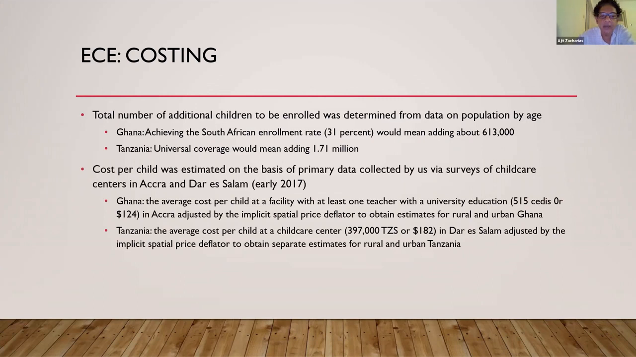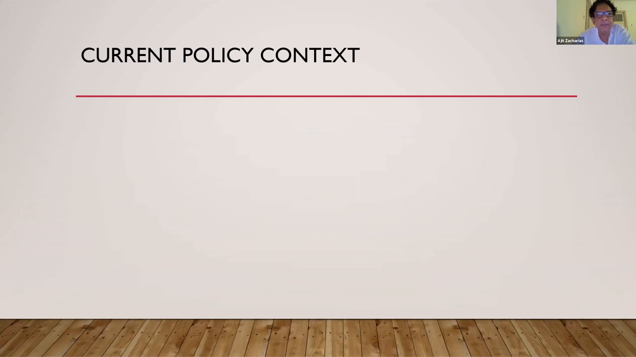The cost per child, we estimated based on primary data. So we actually went out and collected data on childcare centers. And we estimate the cost per child from the information that we collected in those surveys. So the estimates are shown there. The fieldwork was done in Greater Accra in Ghana, and in Dar es Salaam in Tanzania. Now, these are urban centers of the country, so we make adjustments to account for what the average cost will be for the country using spatial price deflators.